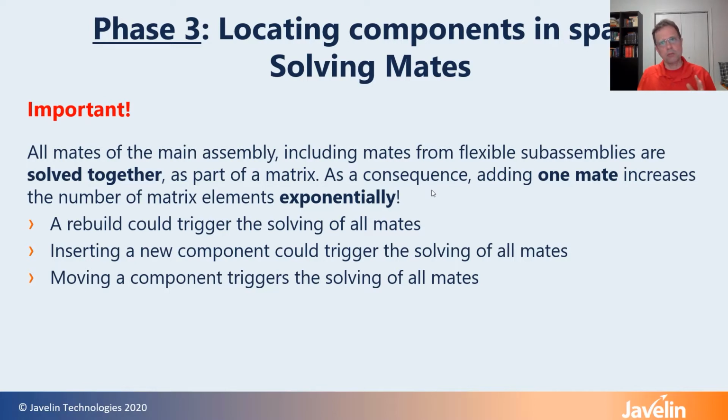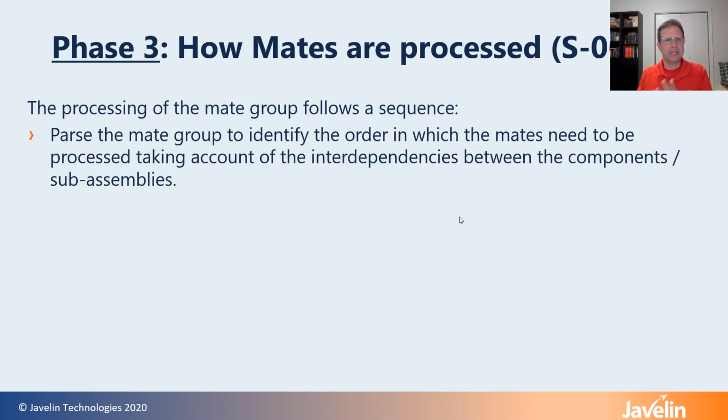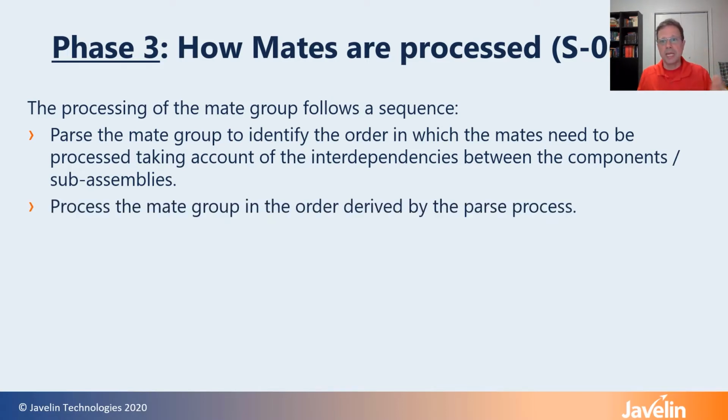The other thing is that SOLIDWORKS is very forgiving compared to other CAD software. They allow you to add more mates than what you need, as long as they don't contradict each other. So how does SOLIDWORKS figure out which of those mates are actually required to fully define everything? It follows a parsing sequence. It's going to take a look at all the mates, identify things that are redundant, and ignore those mates. So this process can be time consuming. That's why it's a good idea to apply good best practices for applying mates.